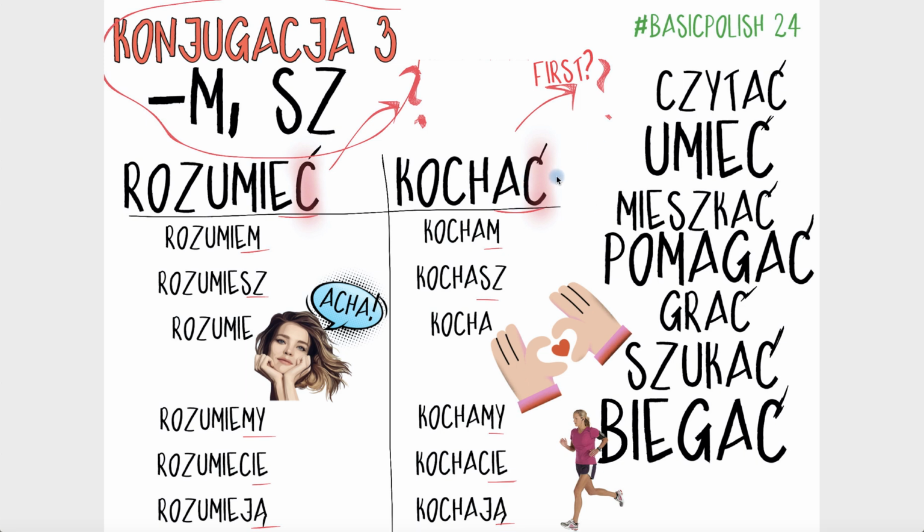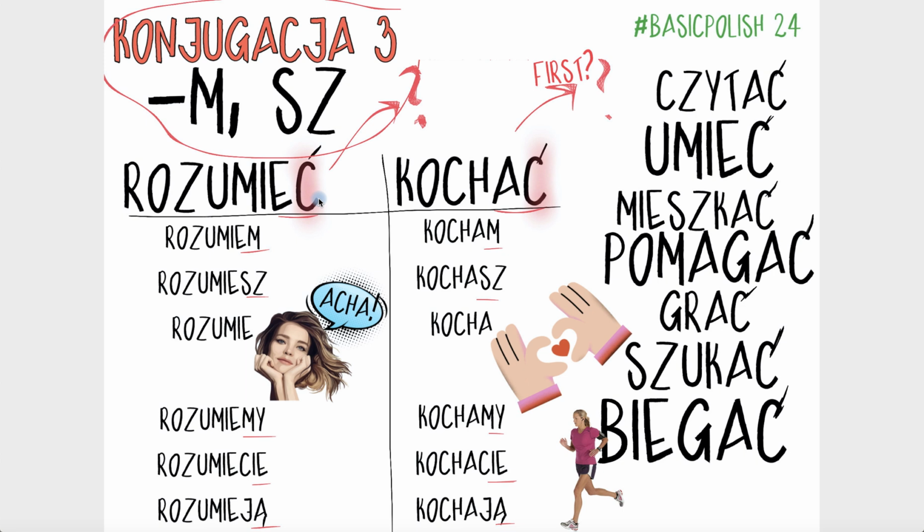So, predominantly verbs ending ać belong to that conjugation, but check it because it might be the first conjugation. But let's see. Czytać is the third one. Mieszkać, ending ać again. Pomagać, grać, szukać, biegać. That's all the third conjugation. And umieć, as I explained here, rozumieć and umieć will belong to that conjugation as well.